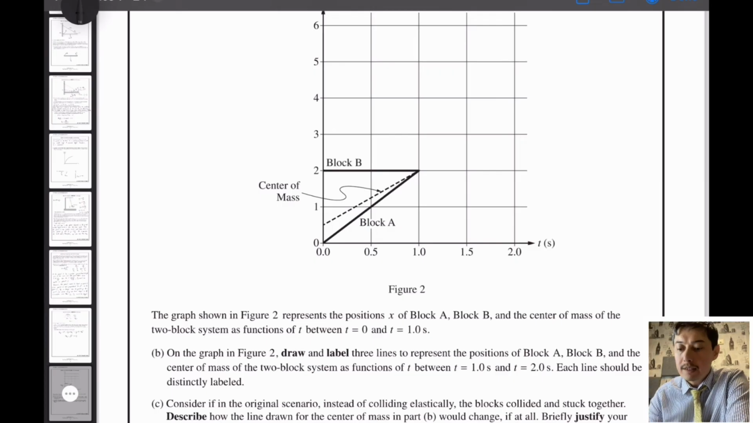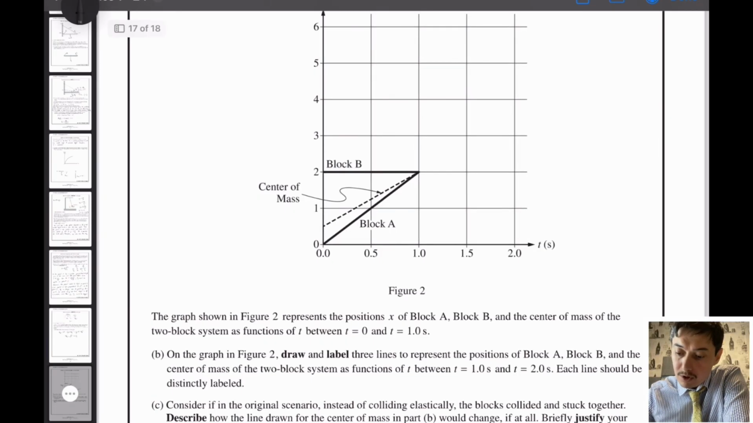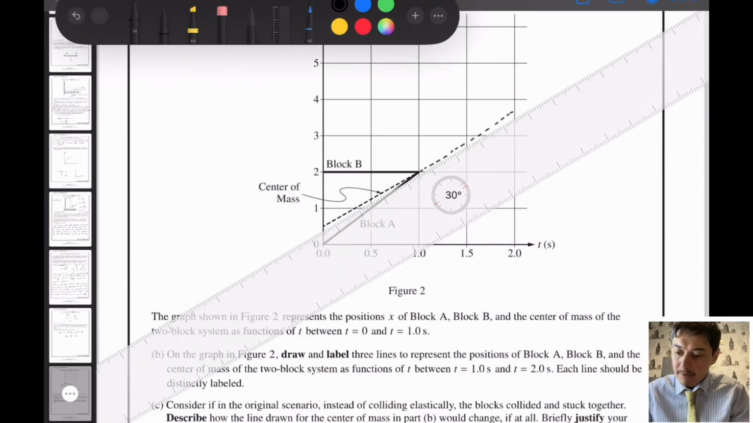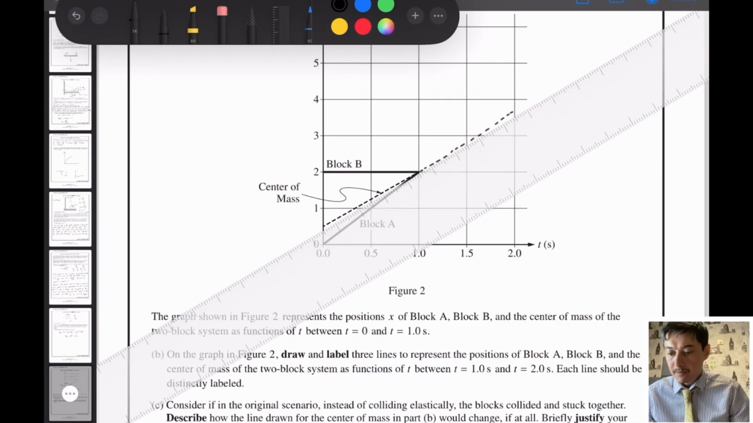Alright, let's start with the center of mass. Because there was no friction, the speed of the center of mass is not going to change. So it's going to continue with the same slope, because here the slope represents the speed. We are going to have the line continue with the same slope as previously. If you have a ruler, it is much better. Let's say I have a ruler too. It should have the same slope. Okay.